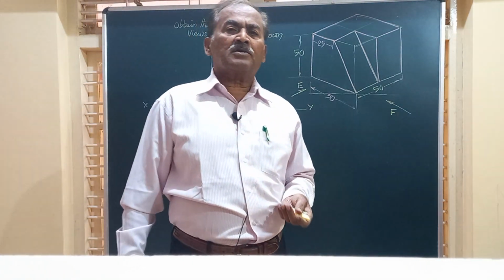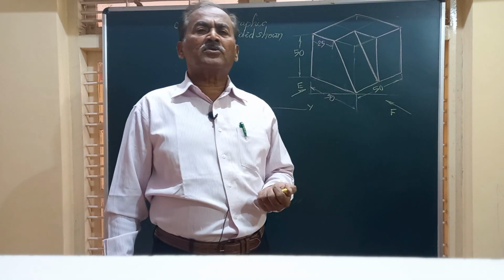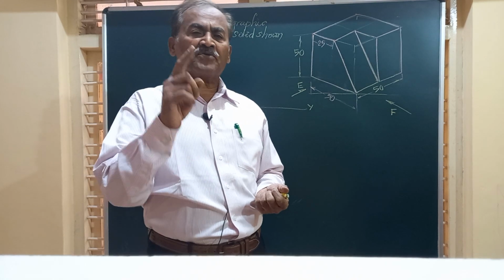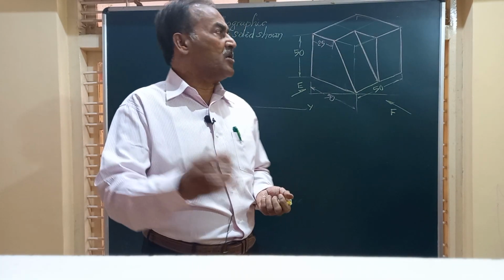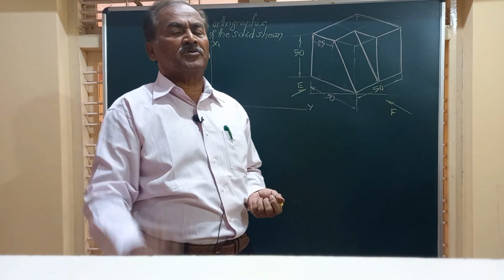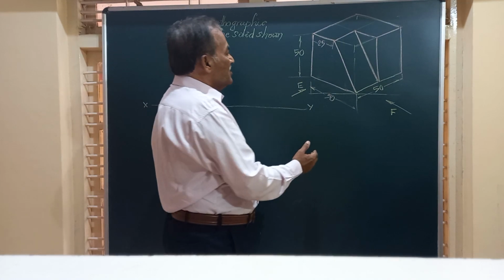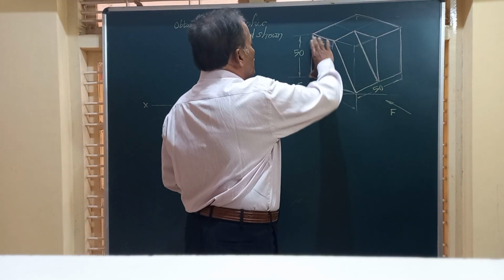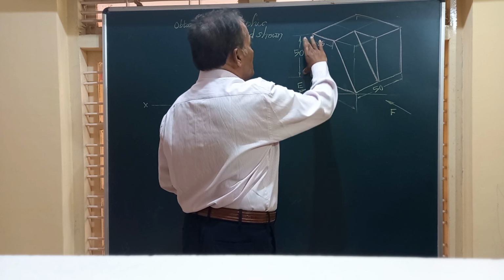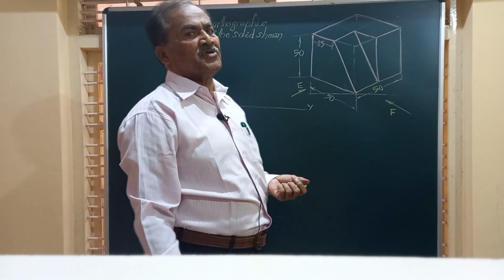Good morning friends. In this video, we are going to draw the orthographic views, that is the front view, top view and end view of the solid whose isometric view is given to us. So friends, if you observe this figure, you have a cubical component. It has 50 width, 50 height and 50 length. So it is cubical in nature.